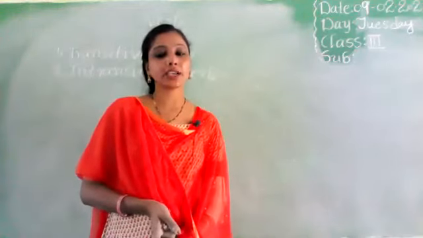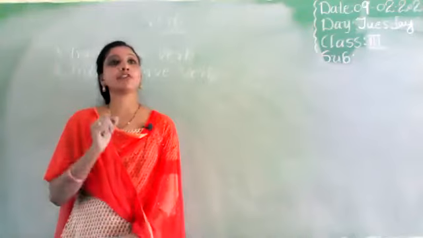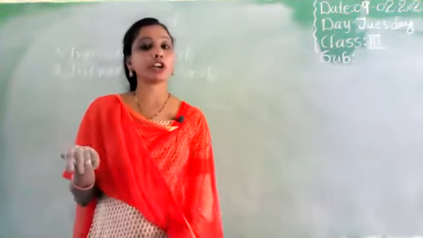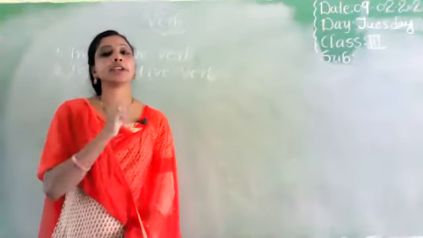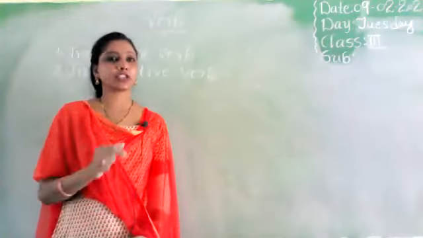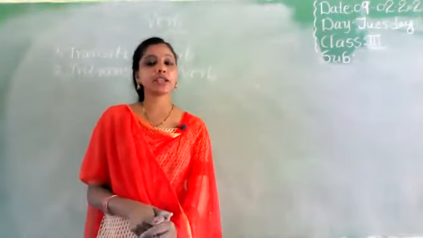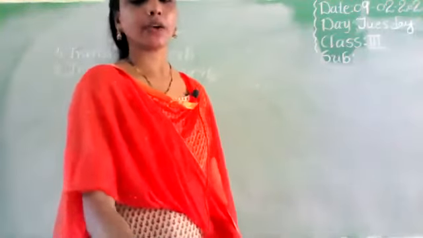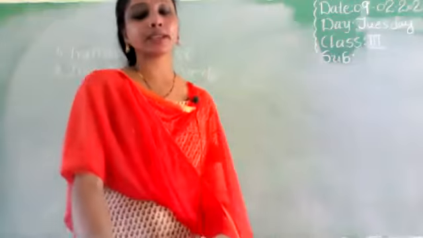So for example, I explained one of the examples today. We play. If I write "we play," can you understand what I play? So here the verb compulsorily needs an object, right? The verb which needs an object is called a transitive verb. The verb which doesn't need an object is called an intransitive verb. Yesterday I explained about these two. So today we will complete the exercise.